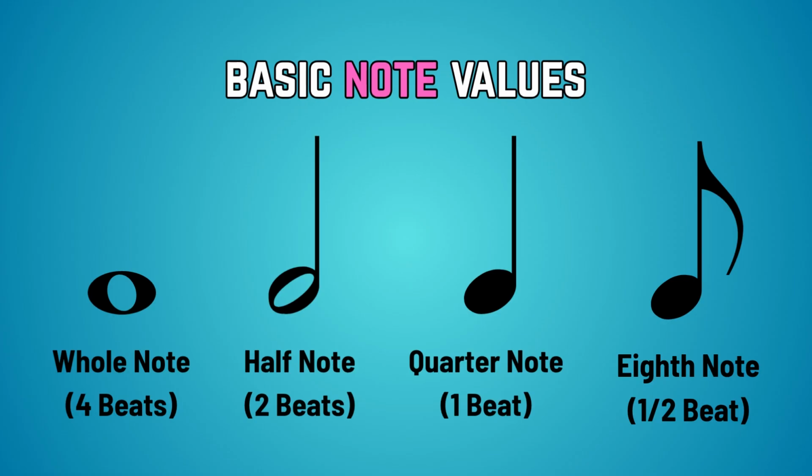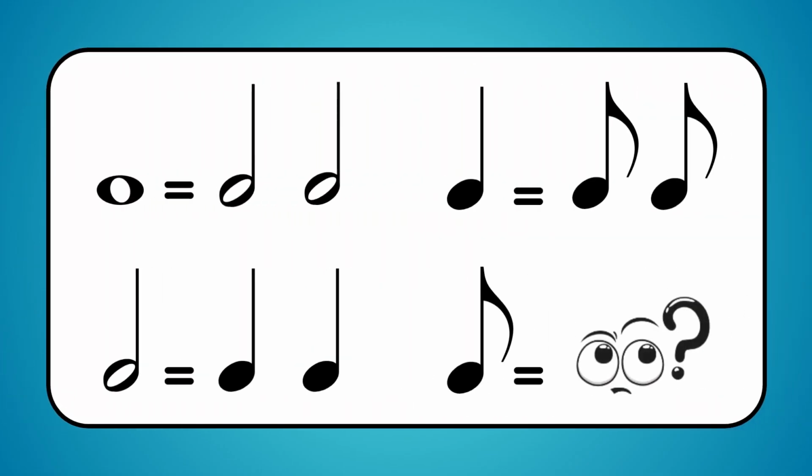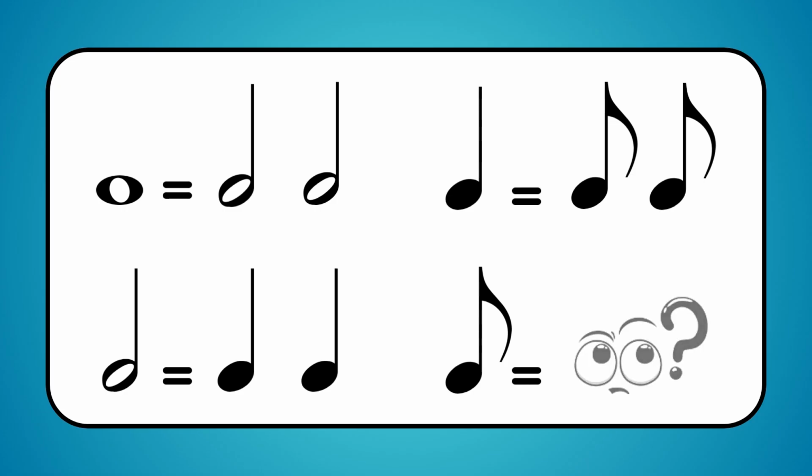Before we introduce 16th notes, let's review the note values you already know. A whole note lasts for 4 beats. A half note lasts for 2 beats. A quarter note lasts for 1 beat. An eighth note lasts for half of a beat. Notice that each time we move to a smaller note value, the duration is divided in half.